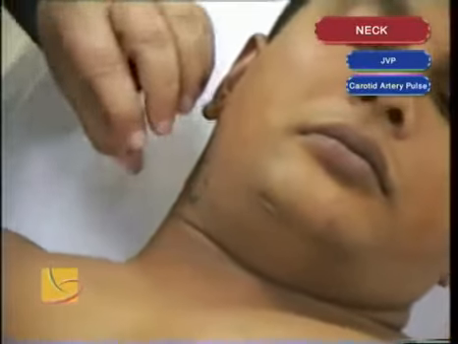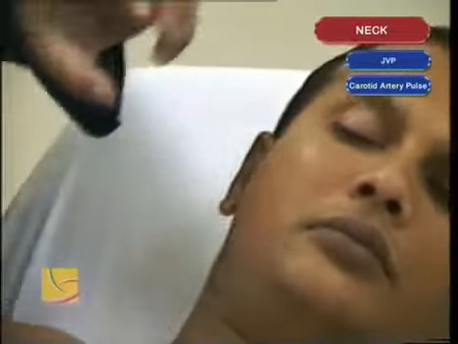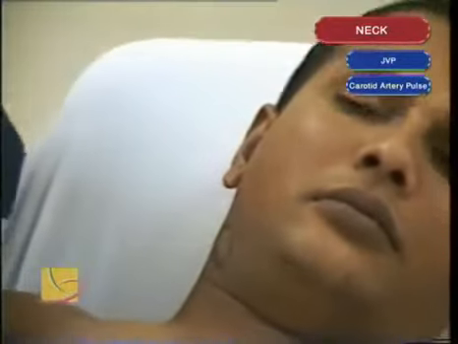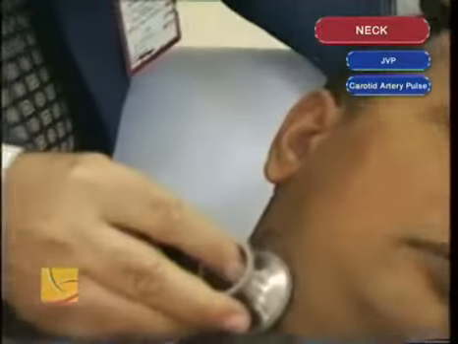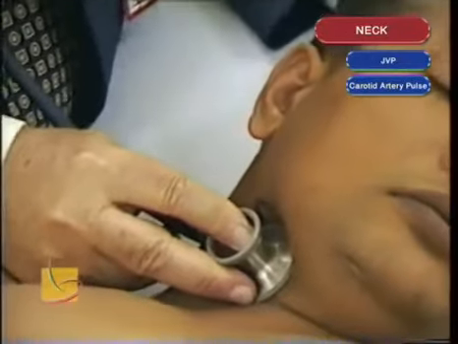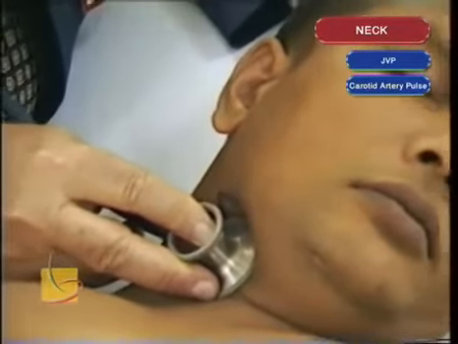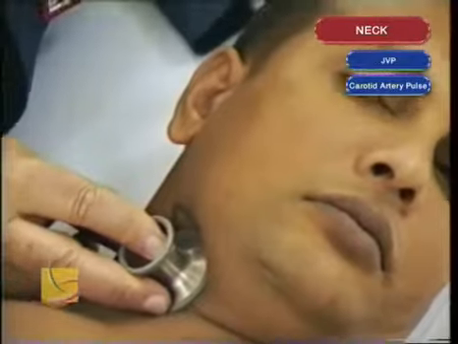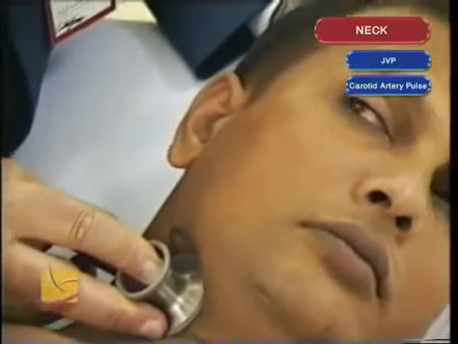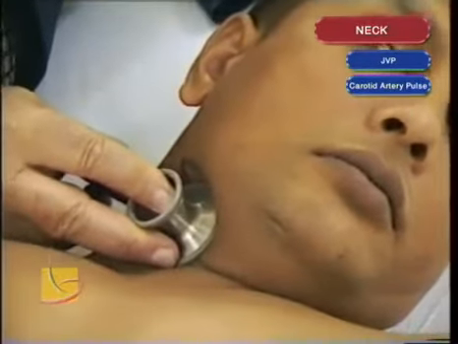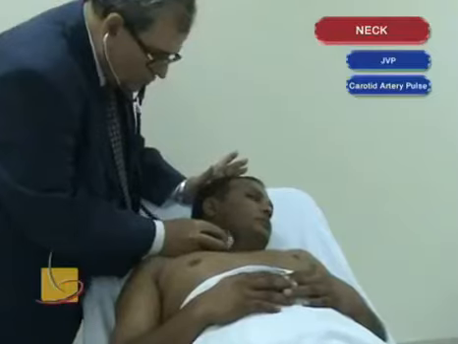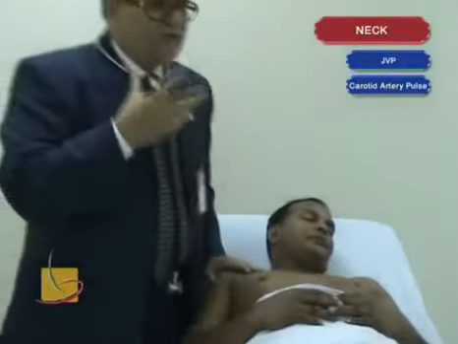Usually, the carotid artery bruit is high frequency sound, and it is best heard by the diaphragm of the stethoscope in a good neck like this. You put your stethoscope on the carotid artery, ask the patient to hold the breath for a few moments. Could you please hold the breath? Hold. Thank you very much. And you'll be able to appreciate if there is any systolic bruit or not.